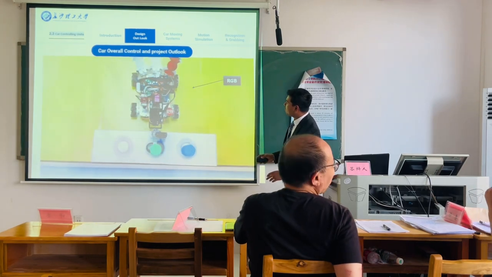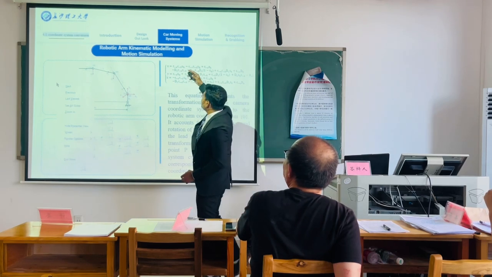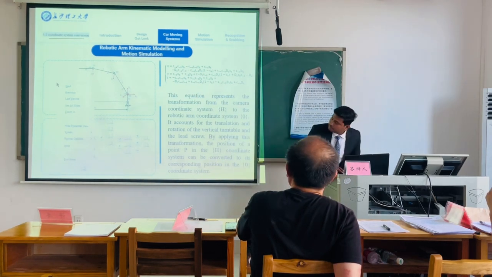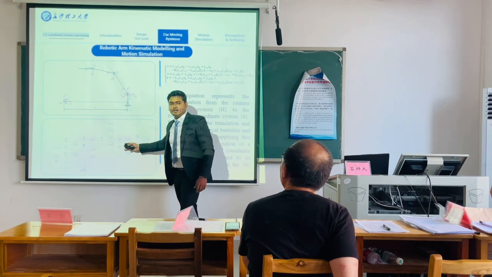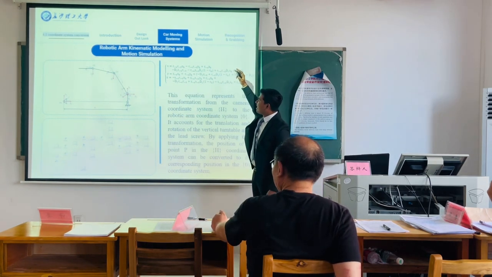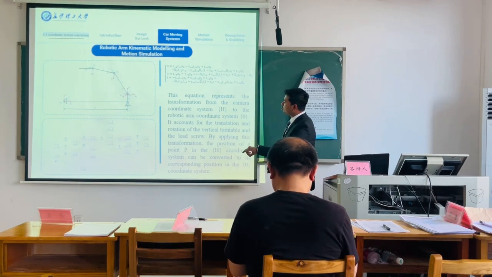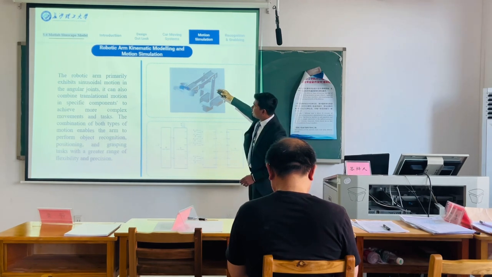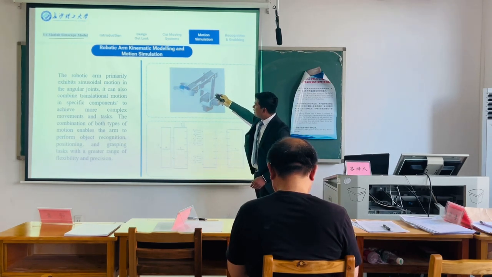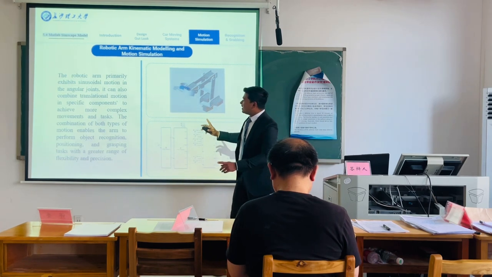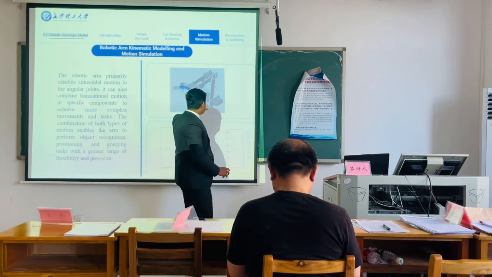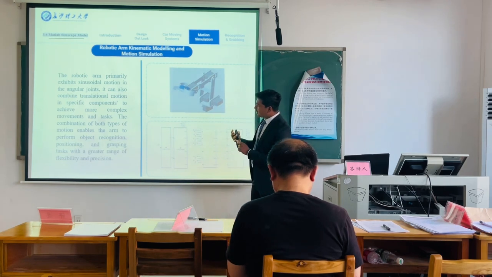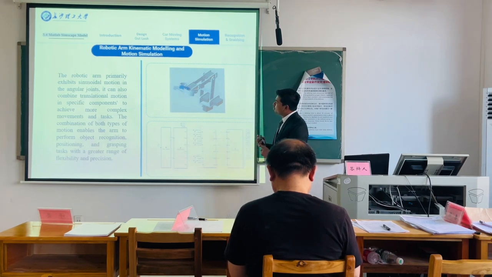If we move to the next part, here is the robotic arm kinematic model and the motion simulation. In this part, we can see I try to simulate using MATLAB. Here are some diagrams in MATLAB, and definitely I have to use some mathematical terms to control it very well. This one is the simulation in MATLAB. What I did here, I took all the joints part by part, and then I analyzed all the motion, because in this part motion is very important to explain and to control a machine.